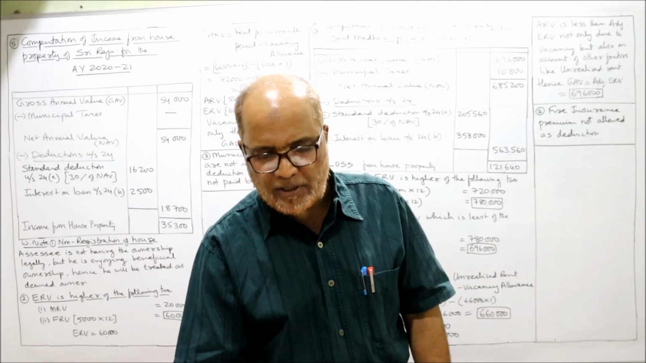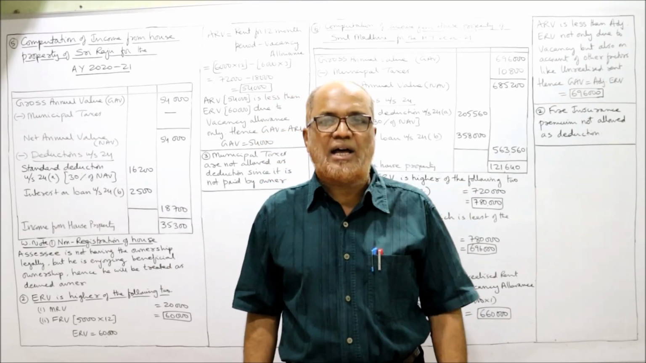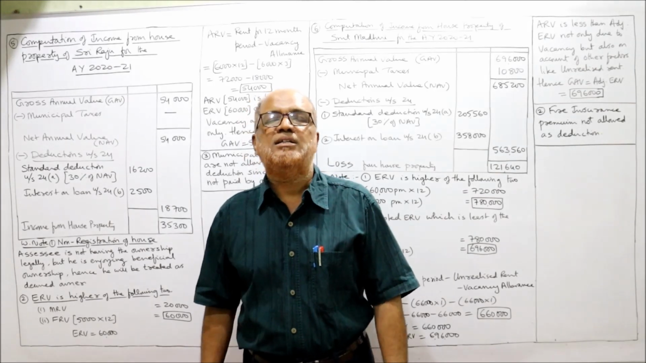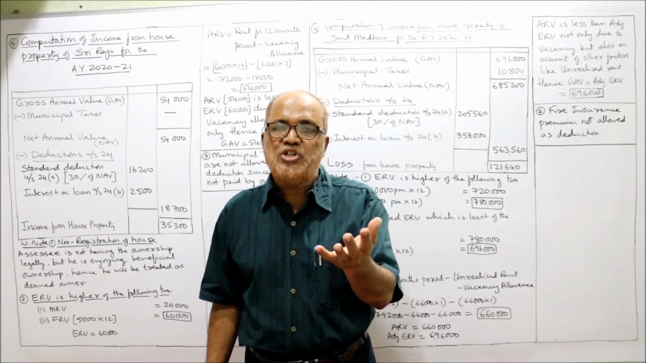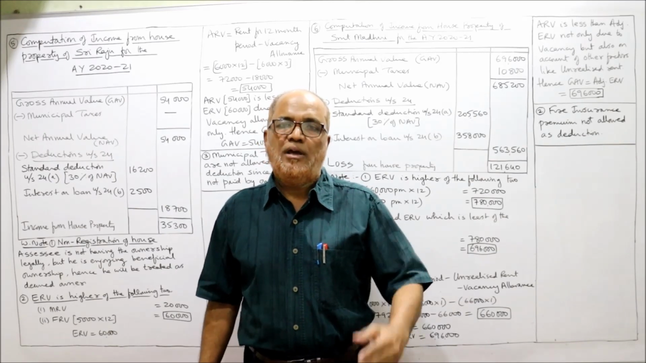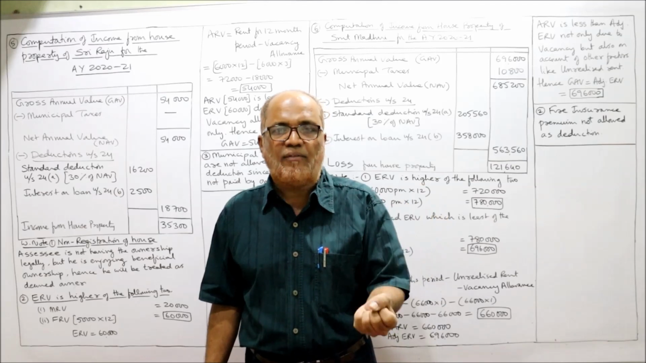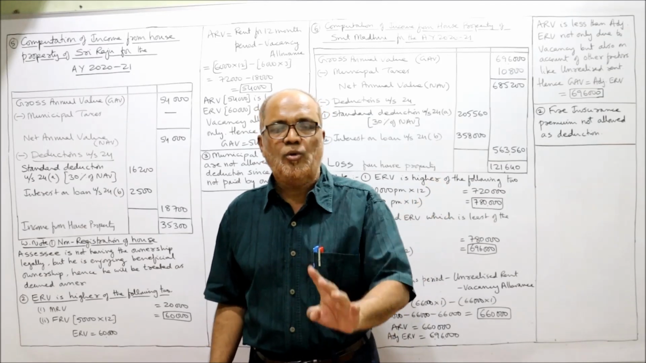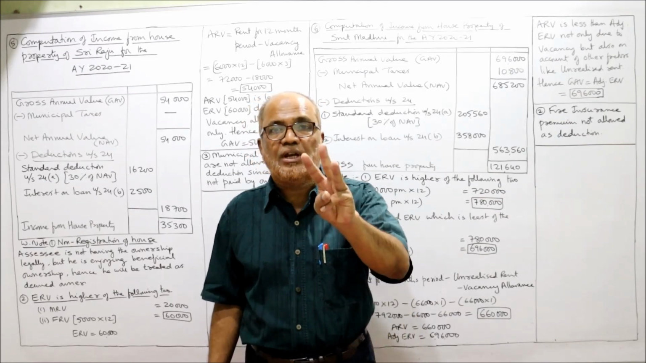So 1 or 2 new points are there in this problem. The first point, the owner Mr. Raju is not the legal owner, but the Income Tax Act will treat him as a deemed owner because he got the beneficial ownership. He got the possession and he has let out the house. He got the income from the house, but registration is still pending. That is the new point. The second new point is that there is a vacancy allowance of 3 months.